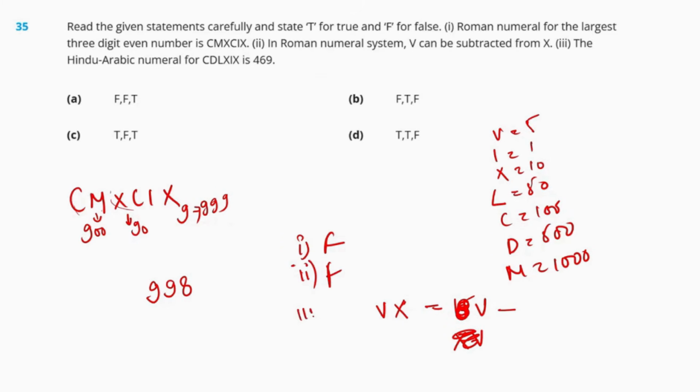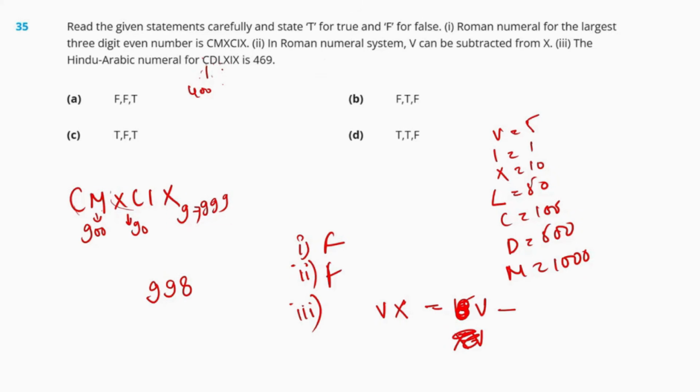Now, talking about the third statement, it says the Hindu Arabic numeral for CDLXIX is 469. So let's try to solve this. So CD, which means C is 100 and D is 500, and we are writing C before that, so this will be 400. Now next is LX.